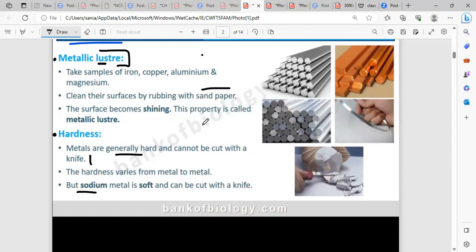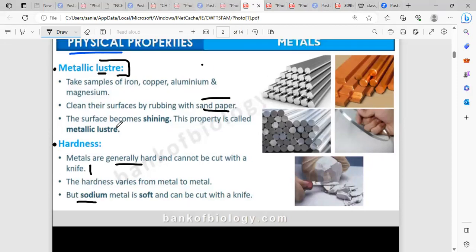So what we got to know, the first characteristic of metals, is they are very, very lustrous, very, very shiny. If I say iron, copper, magnesium, how will you get to know they are shining? You will say you need to clean them with sandpaper, and once you clean them, they will start shining. If they are shining, automatically you will say they are metals. If they're not shining, they're not metals. Hardness: if they are hard and you cannot cut them with a knife, then they are metals, right? But there is an exception, that sodium is a metal, but you can cut it with the help of a knife.